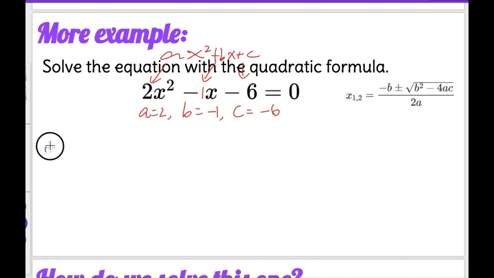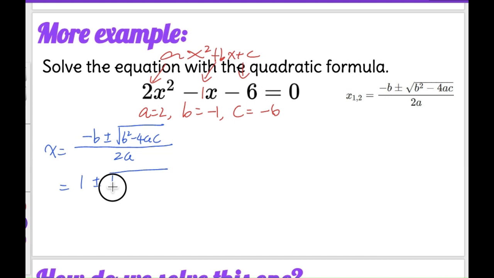So now I'm going to plug into the formula. The formula says opposite b, plus or minus the square root of b squared minus 4ac. So b is -1. Opposite b is going to be 1, plus or minus the square root of -1 squared minus 4 times 2 times -6. Then divided by 2a. So be patient, draw a super long fraction so it covers everything. 2a is 2 times 2 because a is 2.